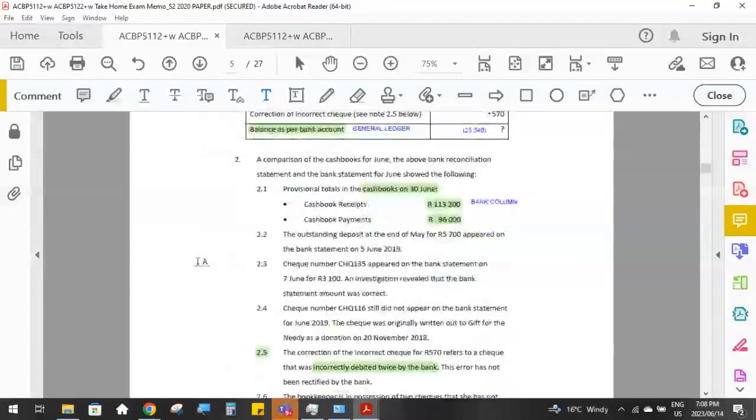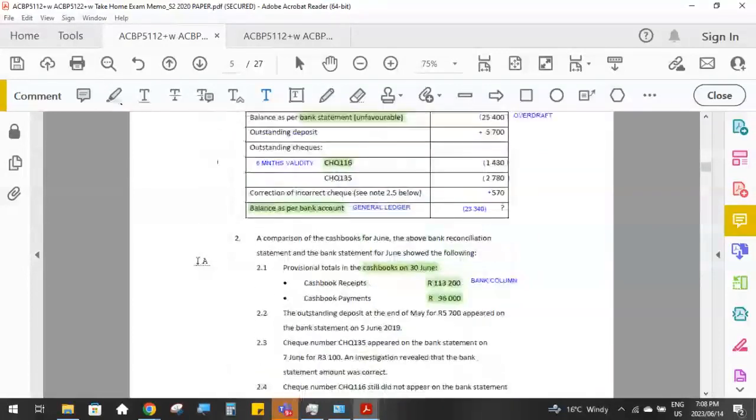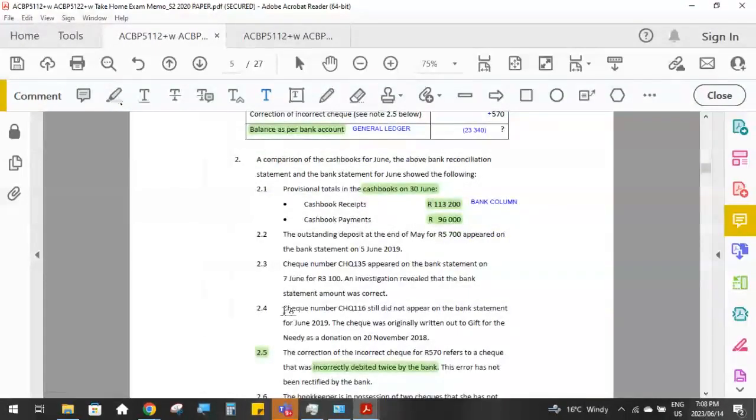So we're just looking for check 116. Somewhere here in the information, they must have given us the date of the check. Here we go. This is what I'm looking for. 2.4. Check 116 still did not appear on the bank statement for June, and the check was originally written out to Gift of the Givers or Gift of the Needy as a donation on the 20th of November 2018. So if you counted the months from the 20th of November to the 20th of December, January, February, March, April, 20th of May, the check would have been 6 months old.